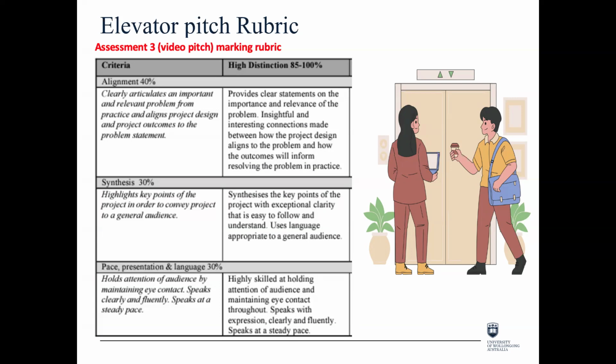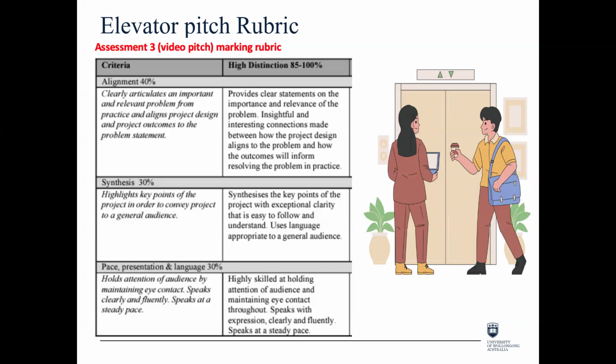I'll then be looking at synthesis, so that's worth 30%. So I want you to highlight the key points of the project to convey the project to me as a general audience. So I'd be looking to see that you've synthesized the key points of the project with exceptional clarity. So this is all the high distinction marking criteria. With exceptional clarity, that's easy to follow and understand and uses language appropriate to a general audience.